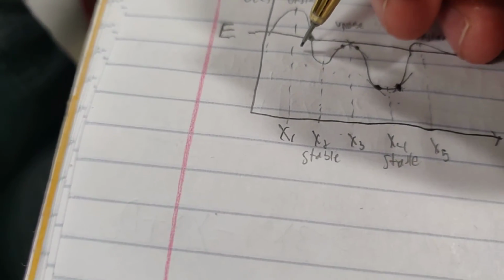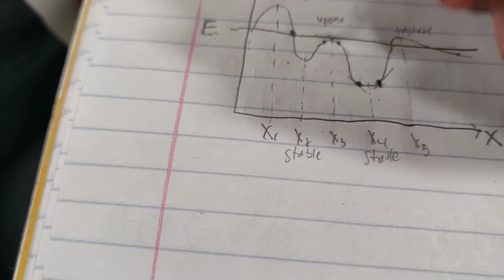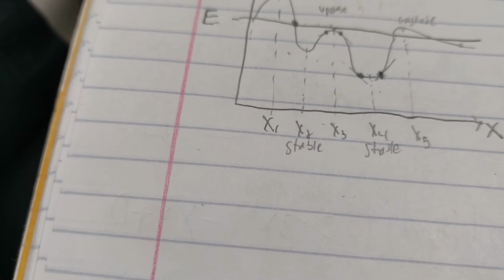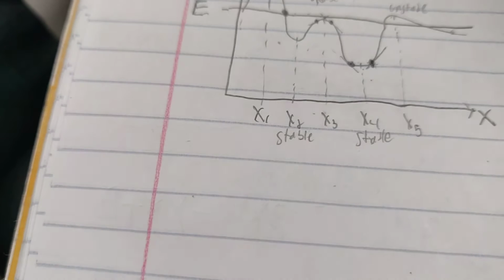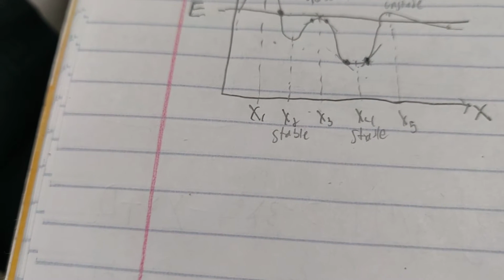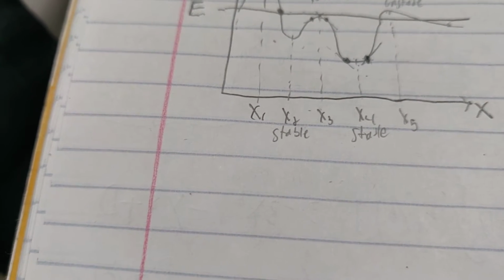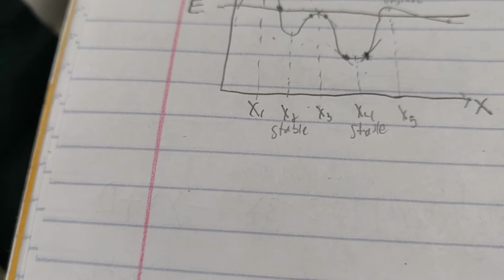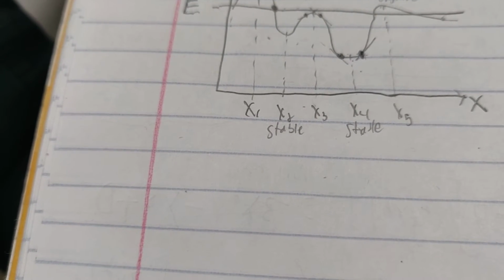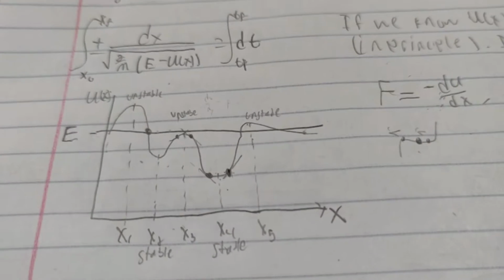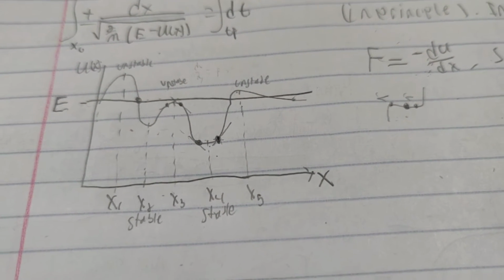How do I know from this graph that I'm letting this object go from rest? Because the potential is at the total energy. Right. So E minus potential is equal to 0, so our kinetic energy is equal to 0 if I place the object there. So I know I'm releasing from rest.